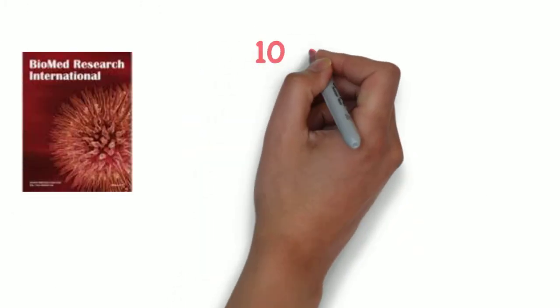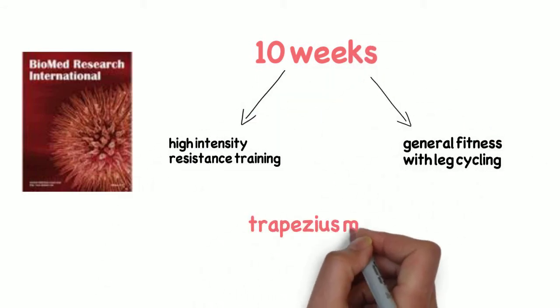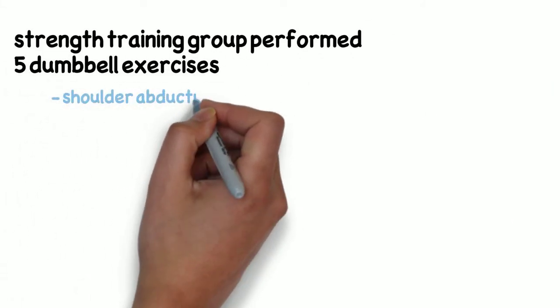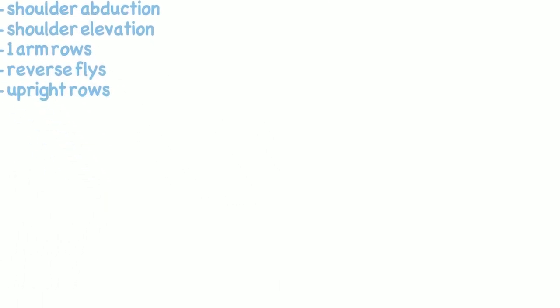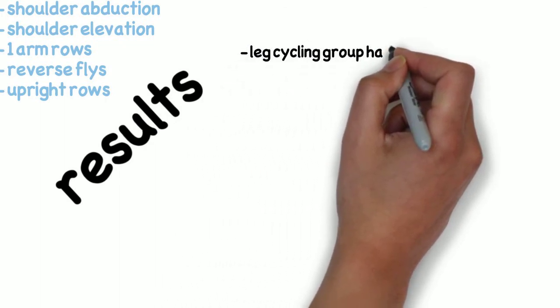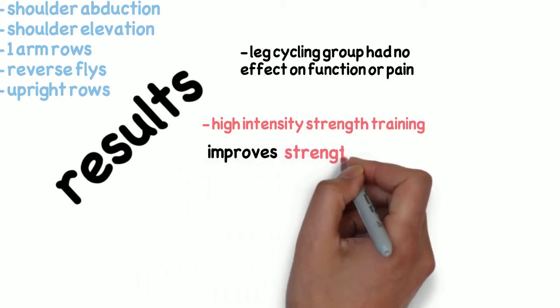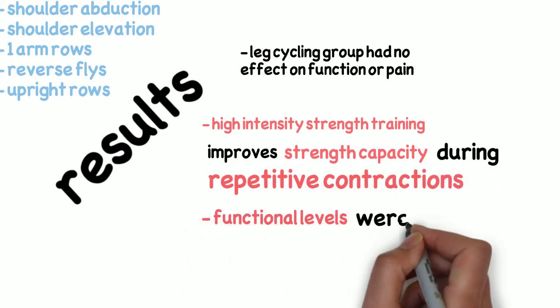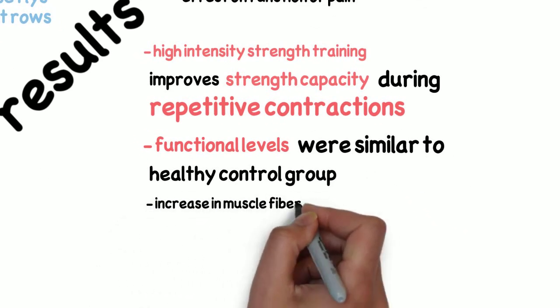focused on whether 10 weeks of high-intensity resistance training or general fitness training involving leg cycling had any changes to trapezius myalgia. The strength training group involved 5 dumbbell exercises: the shoulder abduction, shoulder elevation, the one-arm rows, reverse flies, and upright rows. Results were as follows. The leg cycling group had no effect on function or pain. The high-intensity strength training group improved strength capacity during repetitive contractions. Functional levels were similar to the healthy control group, and there was an increase in muscle fiber hypertrophy.